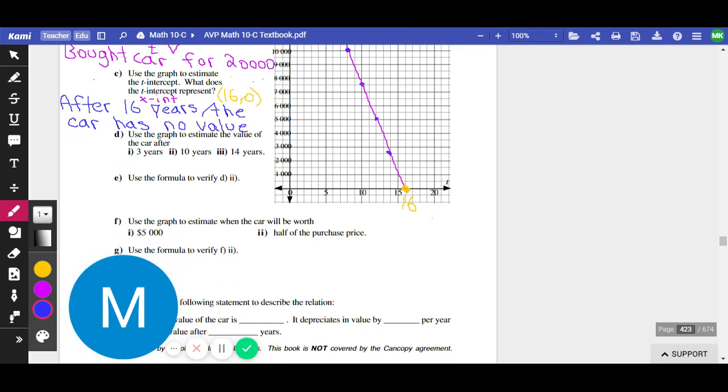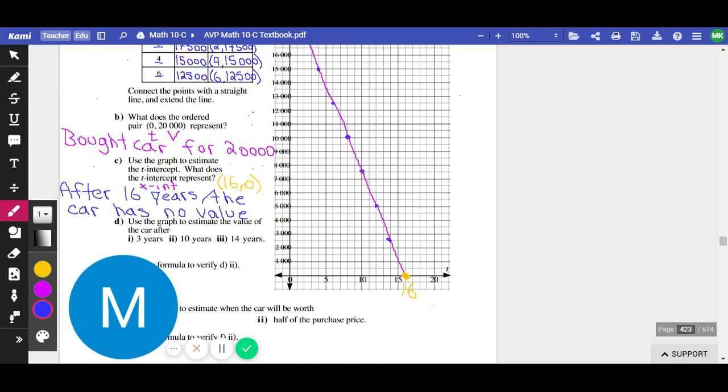Part D, use the graph to estimate the value of the car after 3 years, 10 years, 14 years. They've given you 3 different inputs, 3 different X values. You need to try to estimate the Y values, or the value. Looking at this chart, the way I would do that, I would look to figure out where 3 years is. 3 years is right here. Now that I know my input is 3, I'm going to figure out what my output is. So I'm going to go up until I hit the line. It hits the line about here.